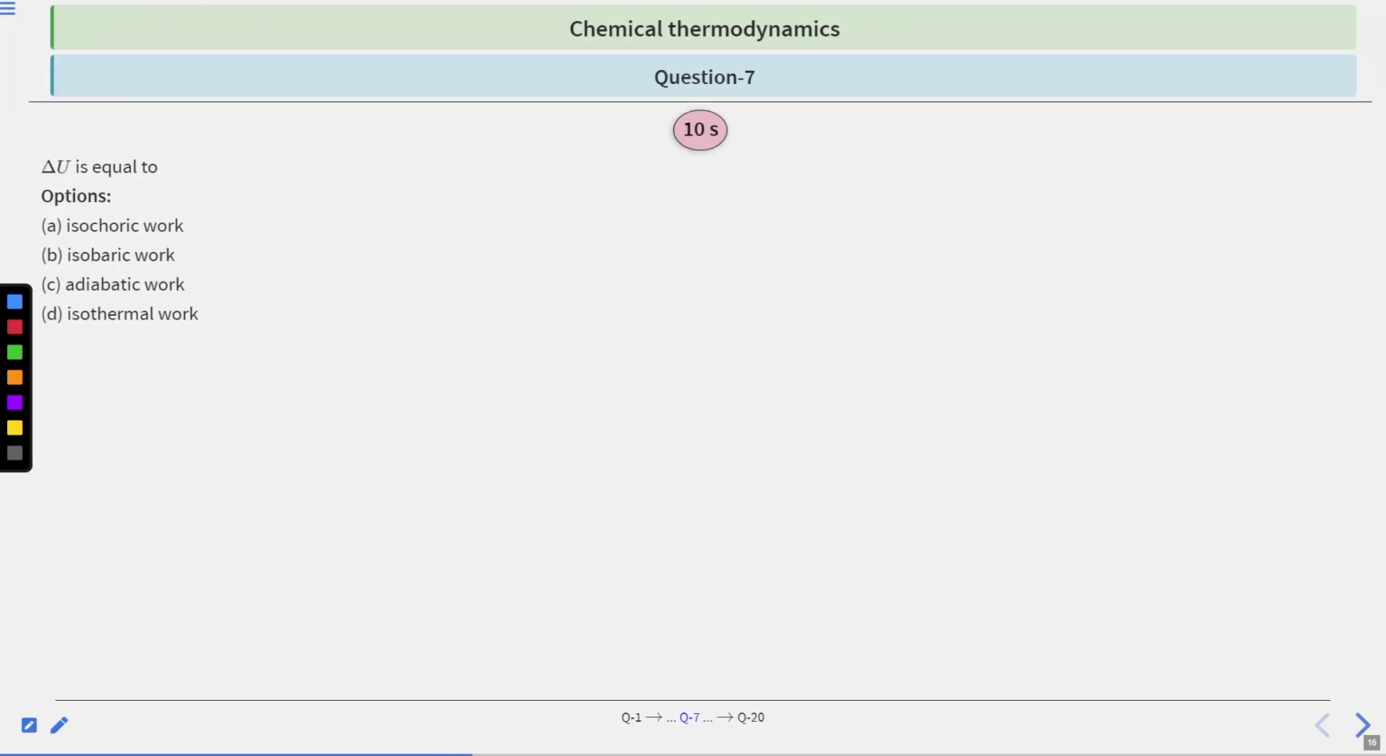Moving on to question number 7. Del U is equal to, options are isochoric work, isobaric work, adiabatic work, isothermal work. You have 10 seconds to solve this question. After that, we will see the answer.